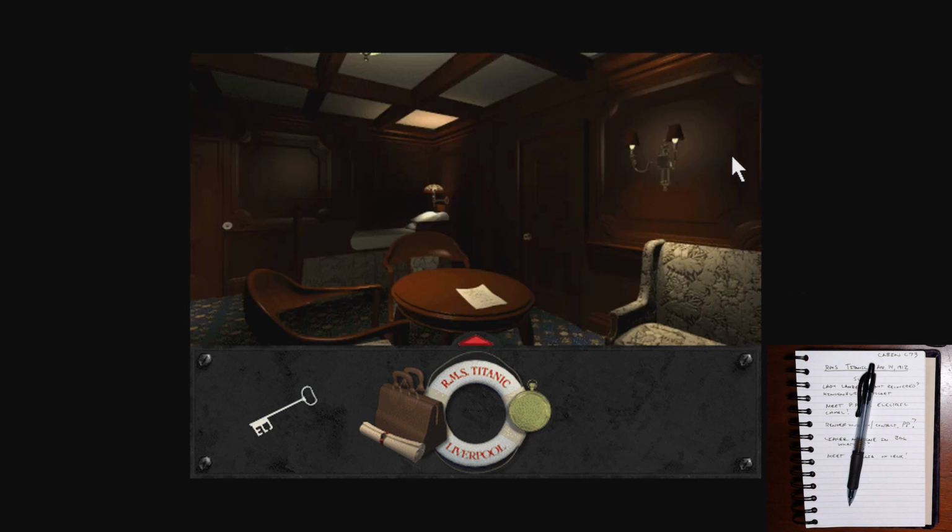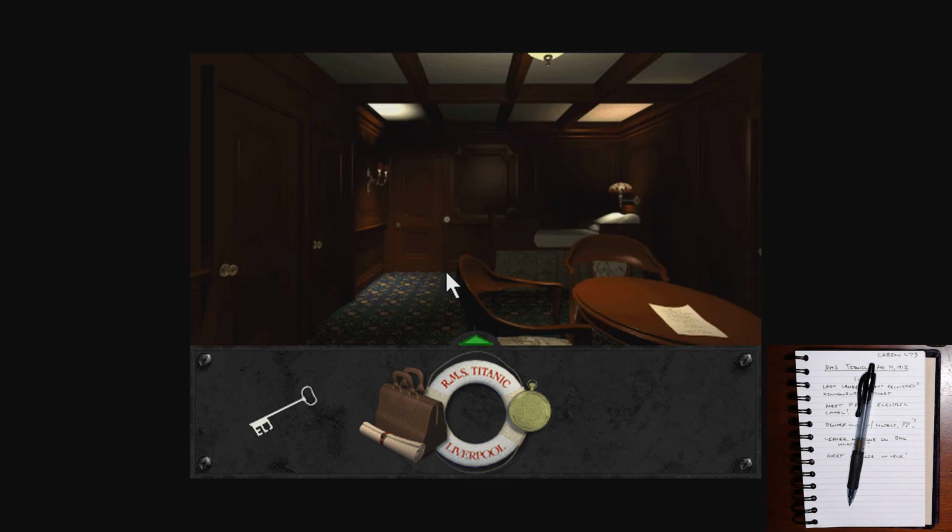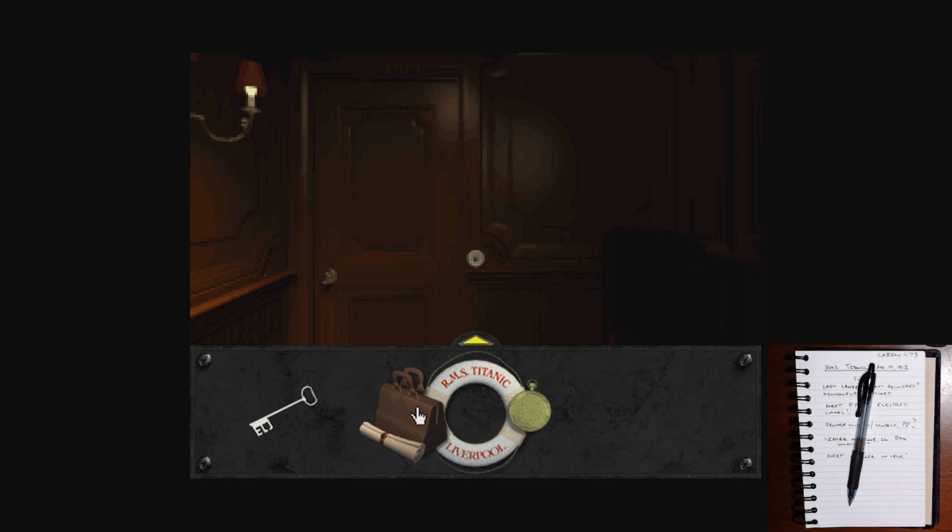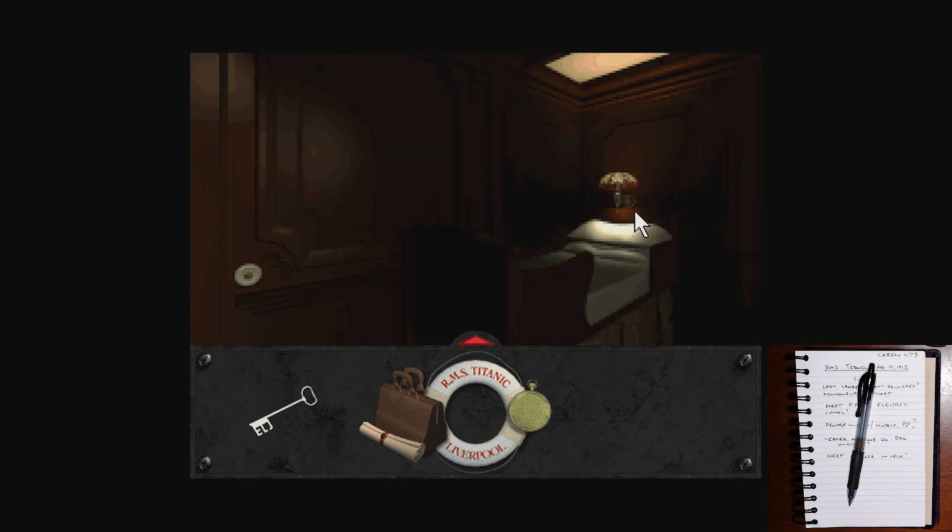But interestingly, because it was steam powered, it had its own power plant on board, and everything was run electrically, which was pretty modern for the time. There's no gas lamps or anything of that sort. I've got my satchel. I've got my watch.